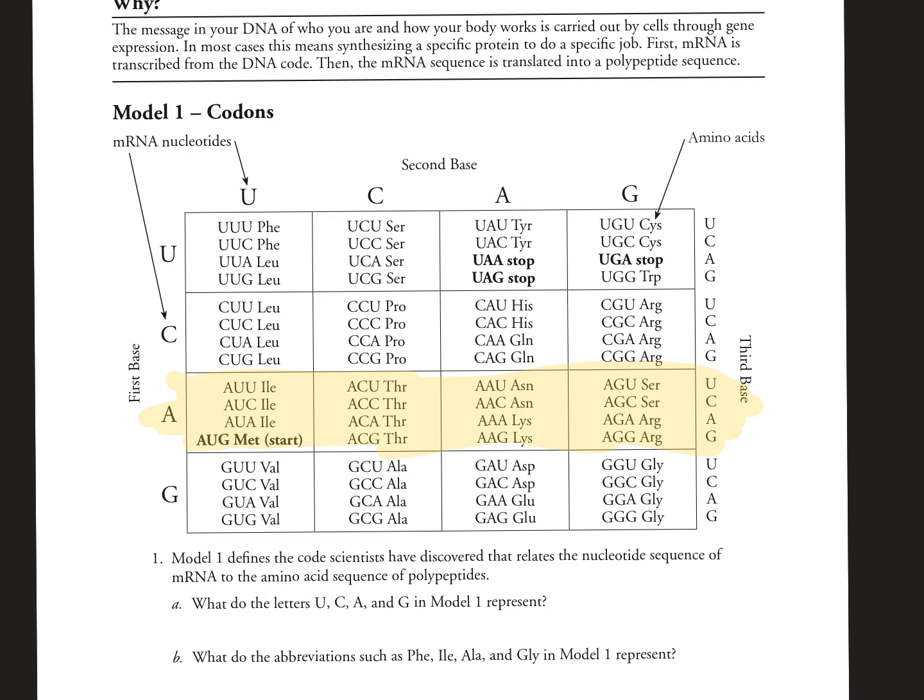Now U is the second letter, so that has to be somewhere in this column. Does that make sense? So A-U, somewhere where this column meets that row. Is everybody good with that? And then lastly, you're going to find the third base, G, and you can go all the way across to this column here, and what you get is AUG, methionine, MET.